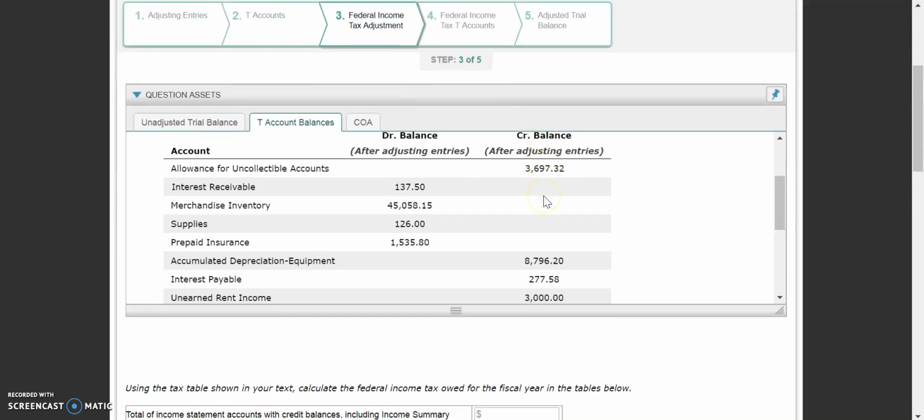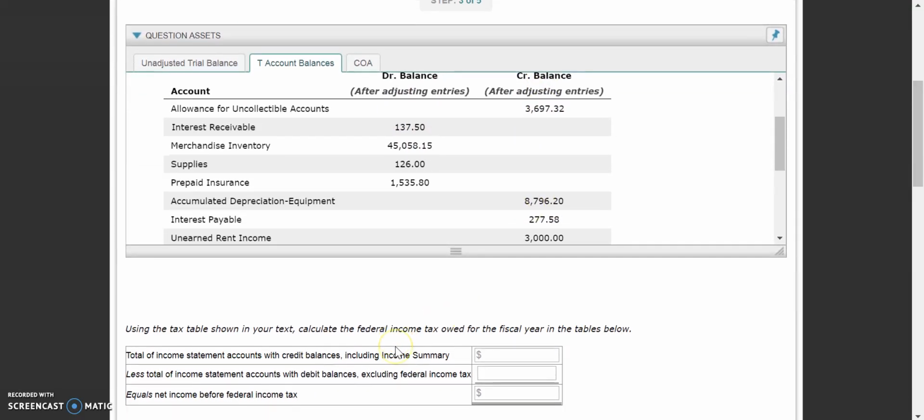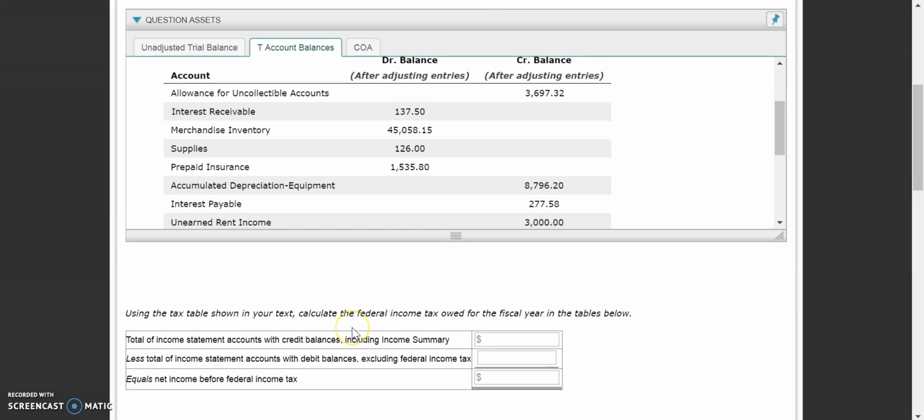So as we scroll down here, it says that we are going to need to use our tax tables that are shown in our text and calculate the federal income tax owed for the fiscal year in the table below. So first off, it says that our total income statement accounts with credit balances, including income summary. So we need to remember what are our income statement accounts. Remember, that's any revenue accounts and expenses.